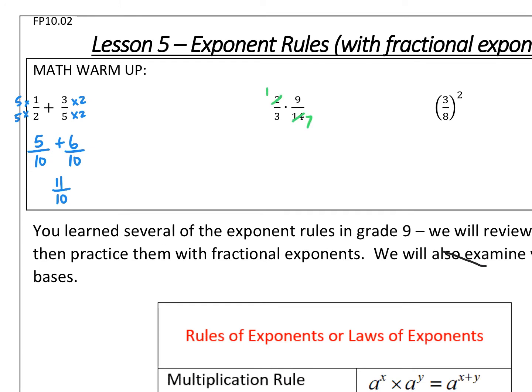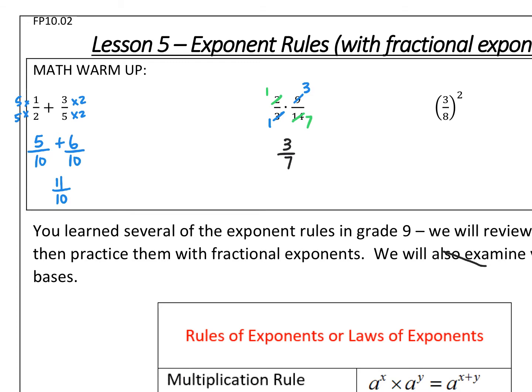Then we take a look at the number 3 and look at our numerators to see if it can reduce, and it can go with the 9. 3 divided by 3 is 1. 9 divided by 3 is 3. So now if I multiply what's left, I have 1 times 3 is 3, and 1 times 7 is 7. So the answer to this is 3/7.